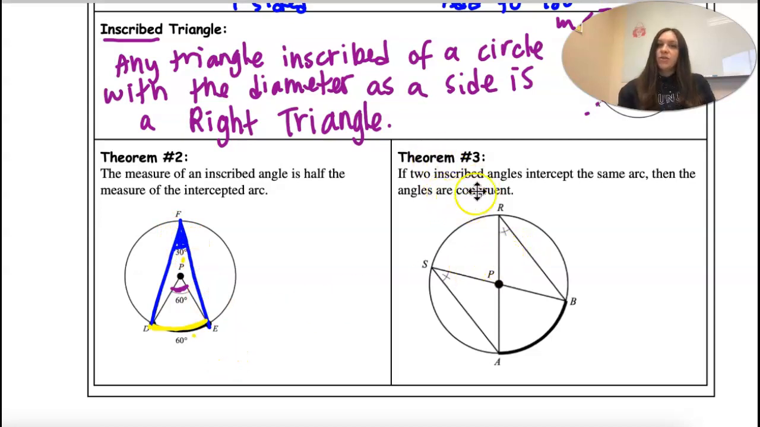Okay, theorem 3. If 2 inscribed angles intersect the same arc, then those angles are congruent. So let's look at this arc. I have an angle right here. So that angle makes that arc, and also this angle makes that arc. So since they make the same arc, they have the same angle. Makes sense, right?